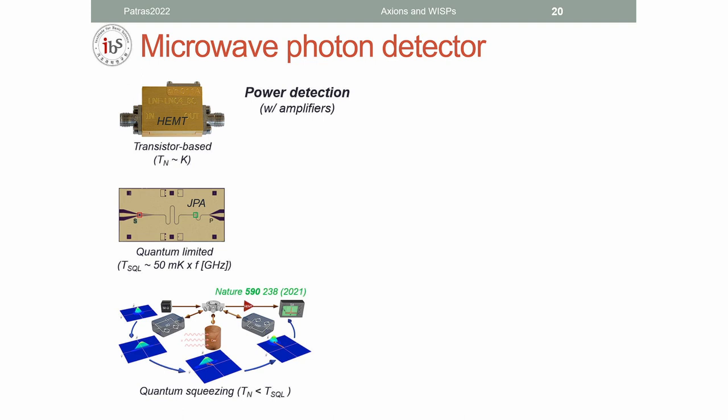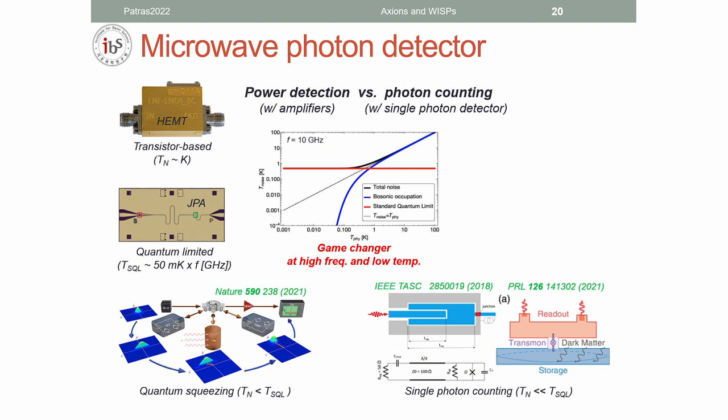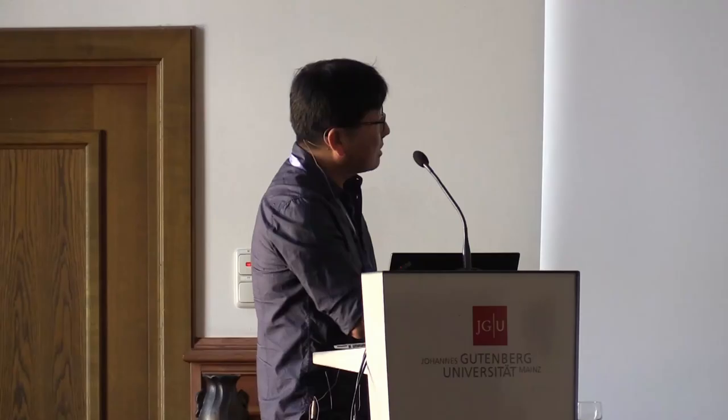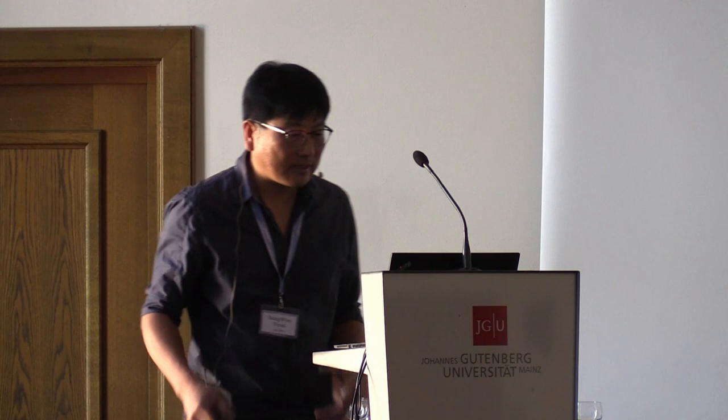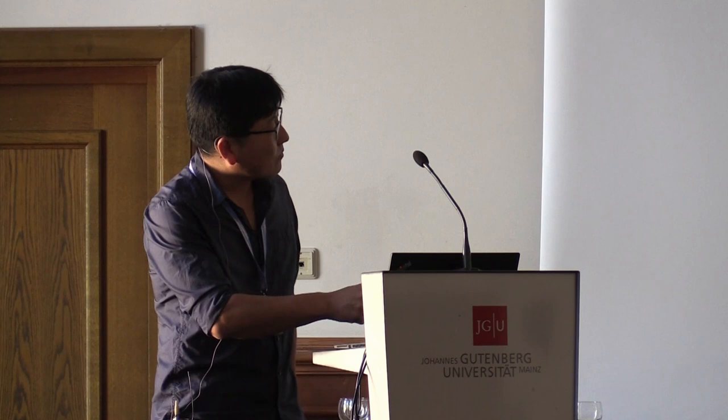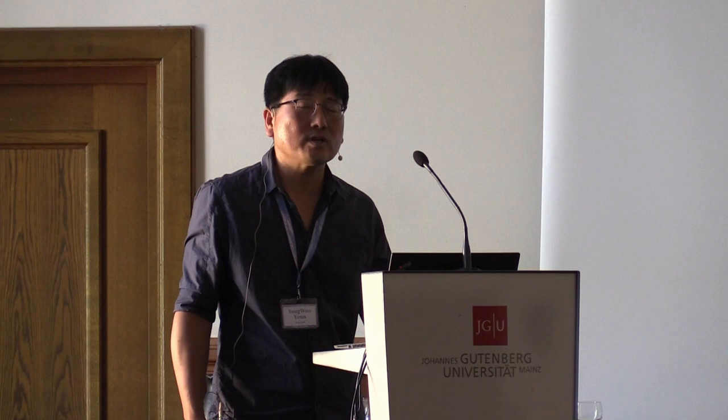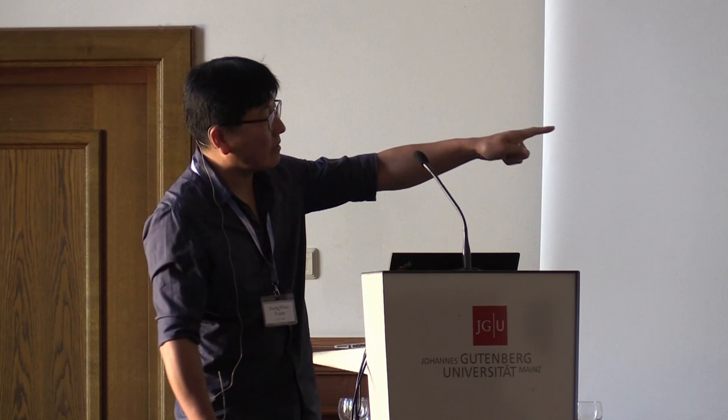On the other hand, there is another effort to develop the single photon detector, because the single photon detector has nothing to do with the standard quantum limit. They just count the photons. That's why this is the game changer, particularly at high frequency and very low temperatures. The Quarks team and some Fermilab team have been developing those too. But the drawback of the single photon detectors developed so far is that they are very good at lowering the noise level, but they have very limited tunability, because the matter there is the coherence of the signal, all right?